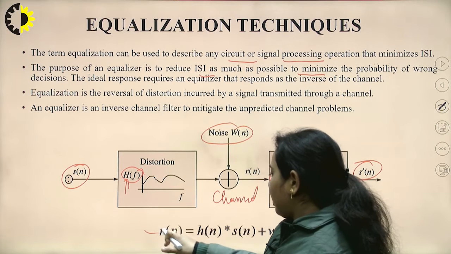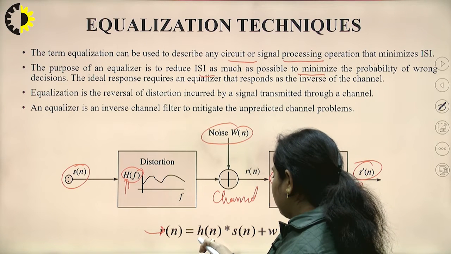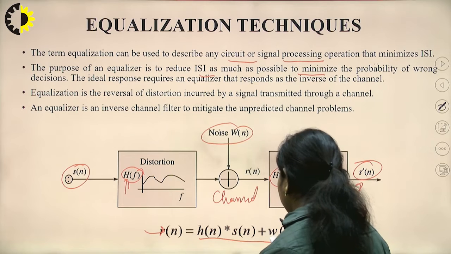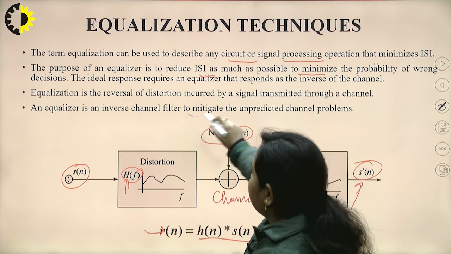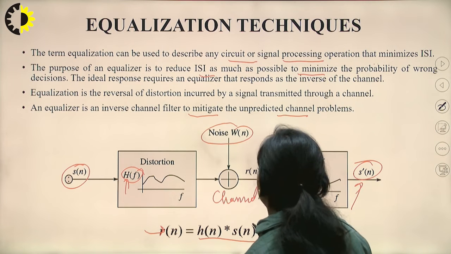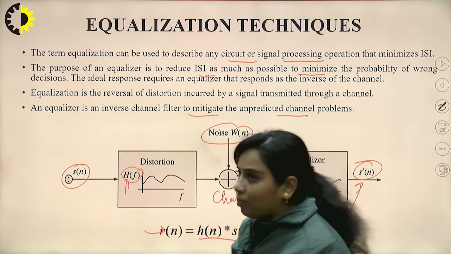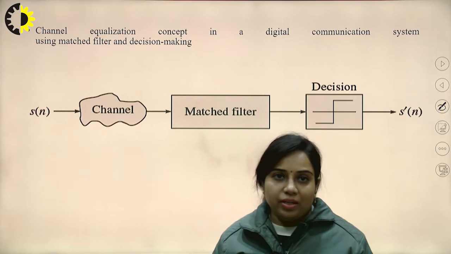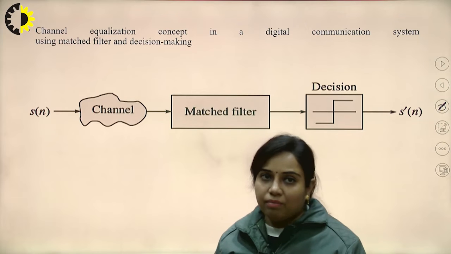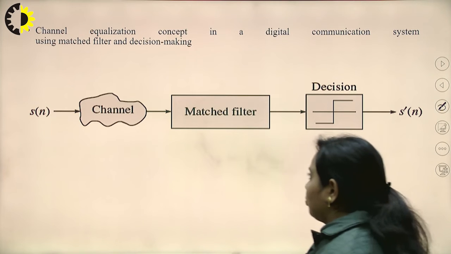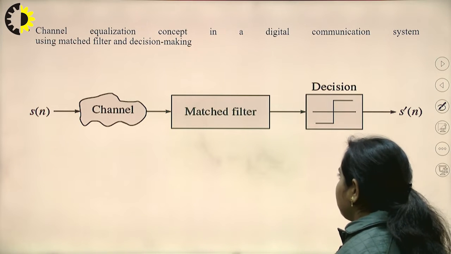Now this is Rn, the signal which is received. It is equal to Hn star Sn plus Wn, where Wn is the noise. So an equalizer is an inverse channel filter to mitigate the unpredicted channel problems. Now, the channel equalization concept in a digital communication system using a matched filter and decision making. So how are we going to estimate using this matched filter?